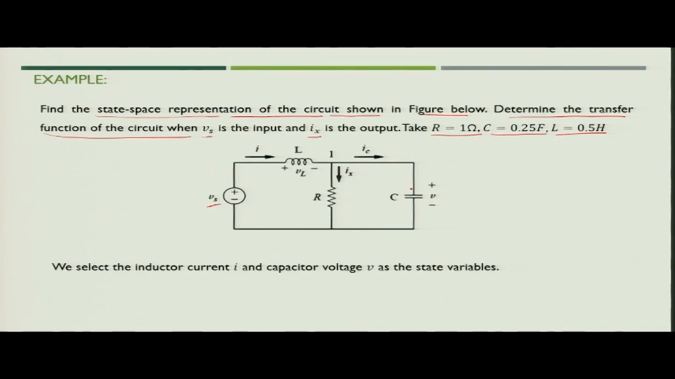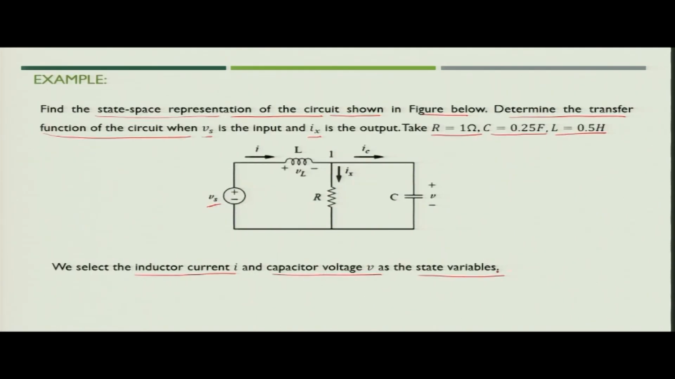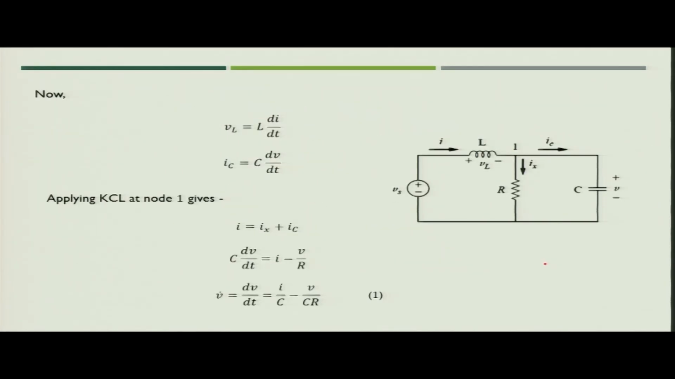Now, in this particular circuit, we will first select inductor current I and capacitor voltage V as the state variables. When we see them as state variables, we can first find VL, the voltage across the inductor, which is L into di by dt. The capacitor current, Ic, you can write as C dV by dt. These are the equations which we have already discussed in our previous lectures.